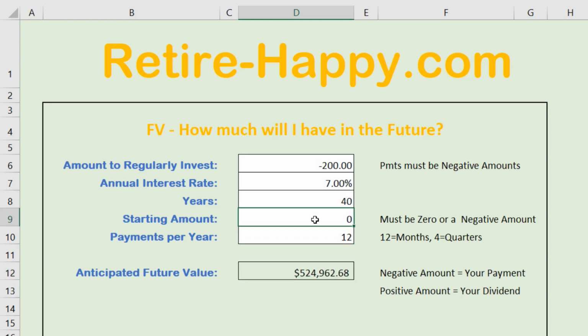Notice that if I change the starting amounts, let's do minus 10,000, that my anticipated future value goes up. Here's my formula.